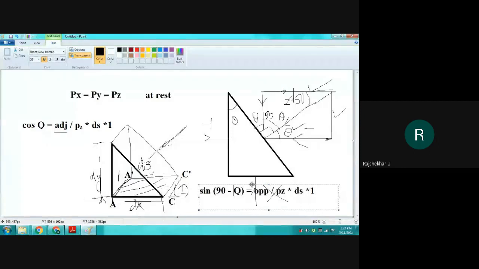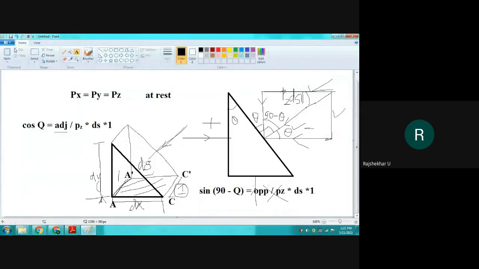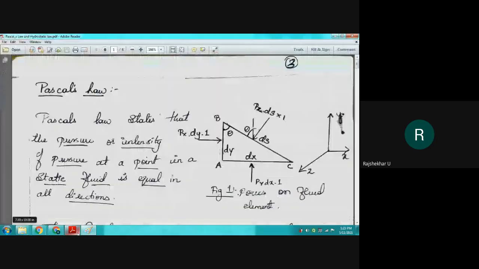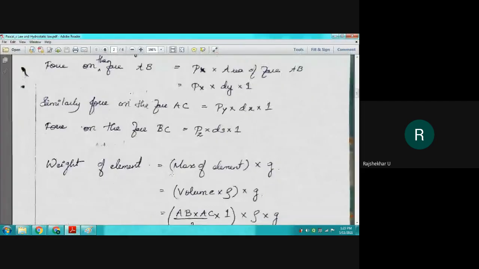Either you can get it with this cos theta, or you can get it with this sine 90 minus theta. Both are same. But here it will be the opposite side. If you consider sine, the opposite side is this side, which is same as this side. Or if you take from theta, you will get this. Sine 90 minus theta, if I simplify, will be cos theta. If we consider sin 90 minus theta, that is cos theta only. So just if we continue, you'll see here.